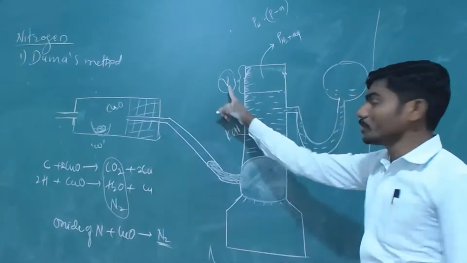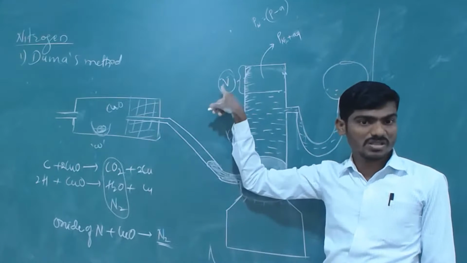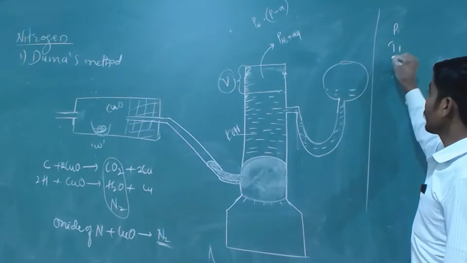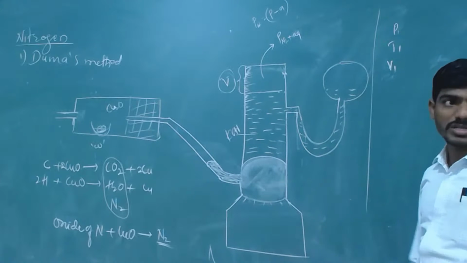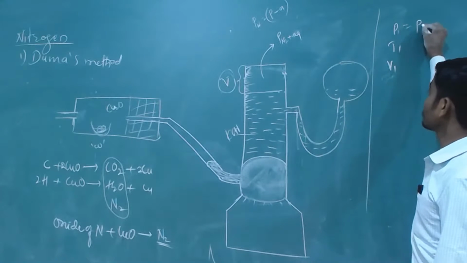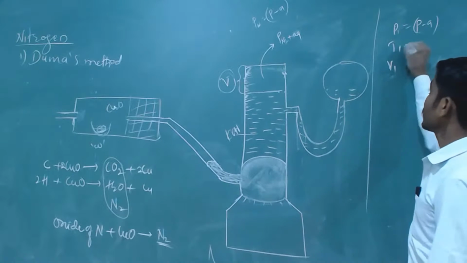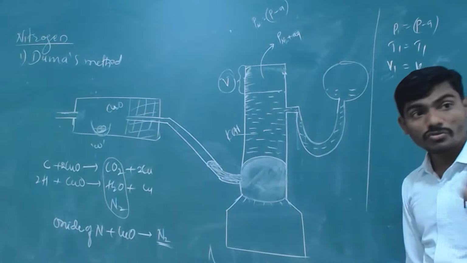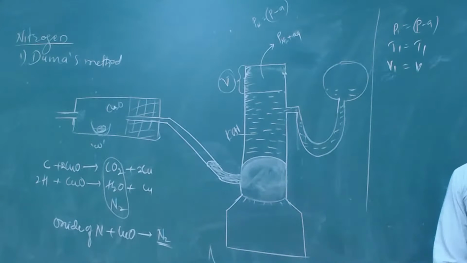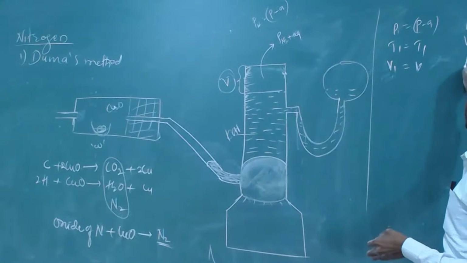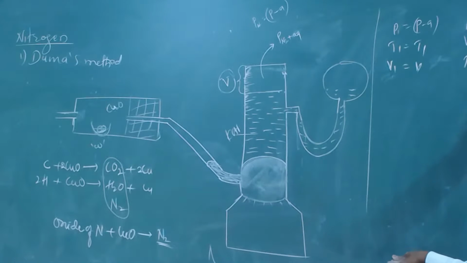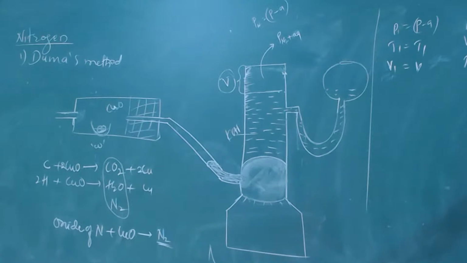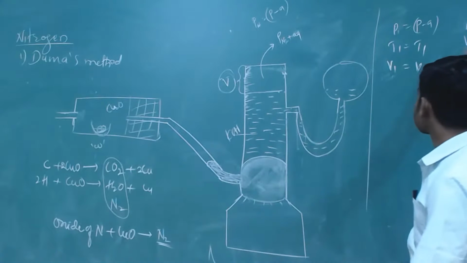Now convert this volume to standard conditions. At room temperature, P1, V1, T1: pressure is P minus A, temperature is the room temperature T1, and volume is V. Convert this volume into standard conditions P2, V2, T2. P2 is 760 mm, standard pressure, 1 atmosphere. Temperature is 25 degrees, 298 Kelvin. And what is the volume?